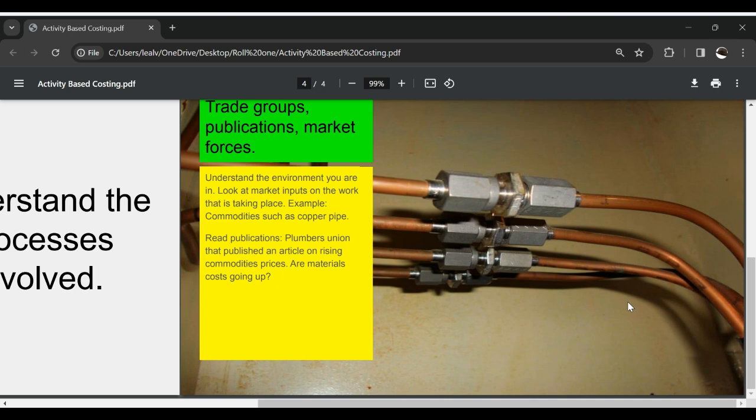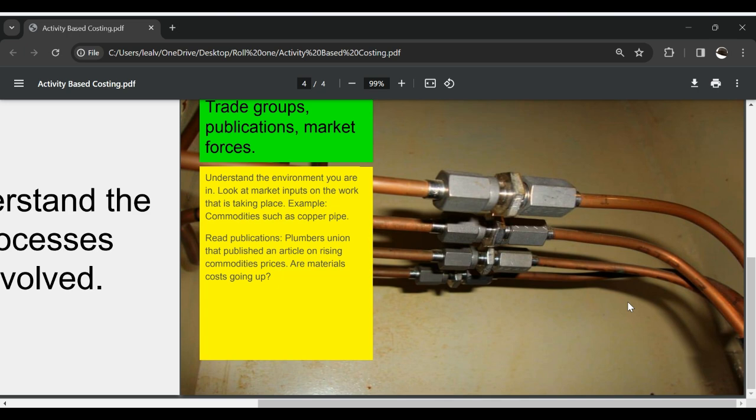Is there some sort of shortage? We're living in an age where there's lots of shortages. So we want to understand what's going on in the trade, in the profession. And one of the best ways to do that is probably to look... I'm not a plumber by trade. I'm an accountant, but plumbers have unions. Just about everyone has some sort of professional organization. So you would want to read those publications and really understand what's going on in the industry.